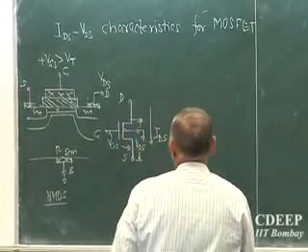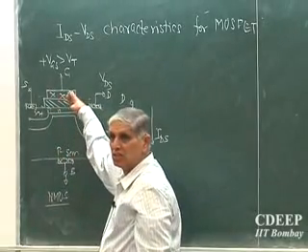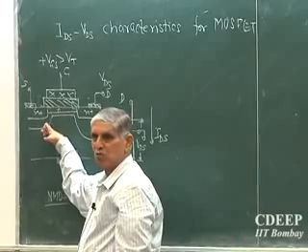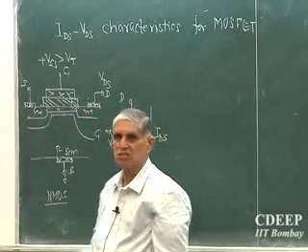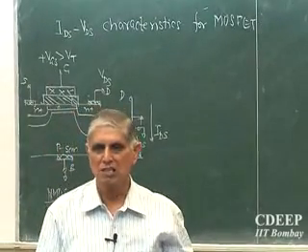Now, this depletion layer is associated only with the gate. These two depletion layers are associated with the PN junctions sitting between source and the bulk and drain and the bulk. This is an assumption.